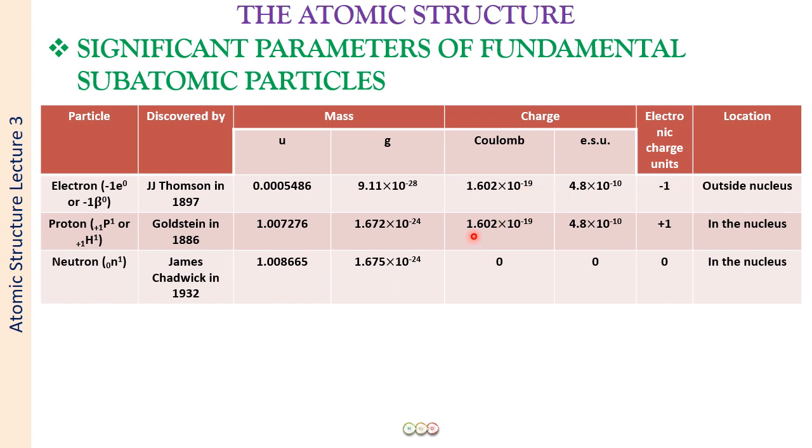And similarly the proton, the positive part of the same charge, we call this as plus 1 charge, and this is given in the ESU. And the neutron, this does not have any charge. And now what is the location in the atom? Electron is outside the nucleus, the proton and the neutron, they are present inside the nucleus, and collectively they are called as the nucleons.